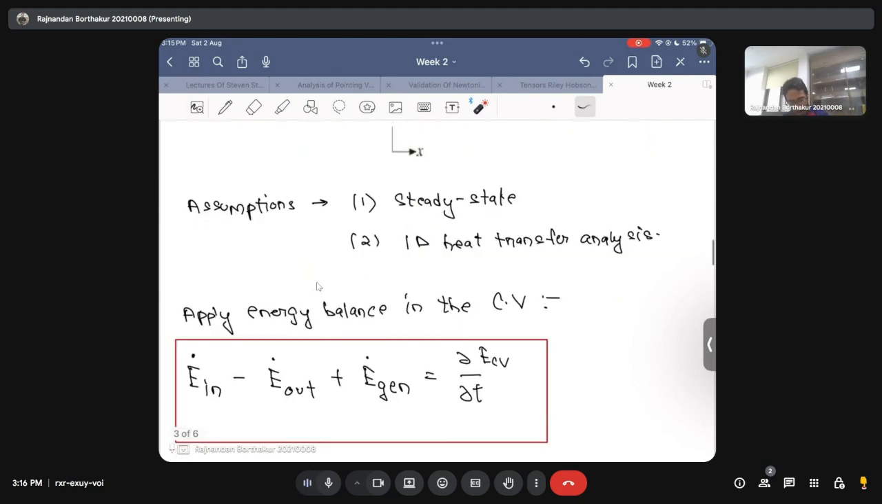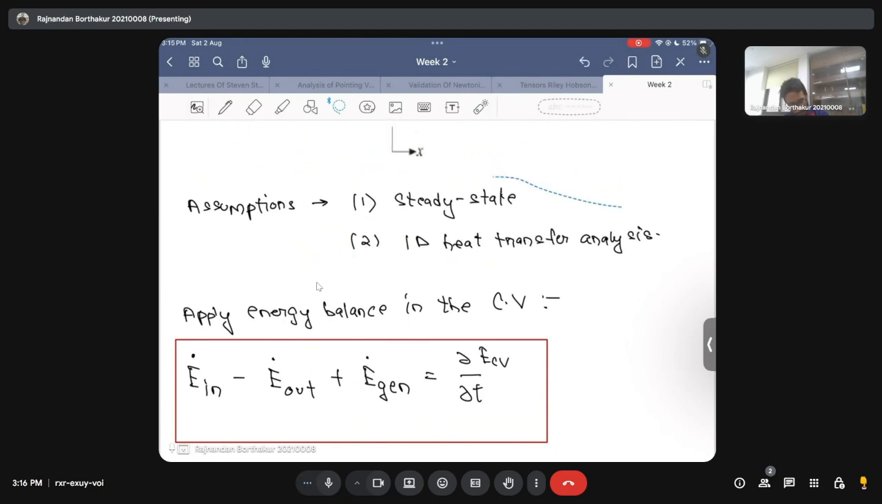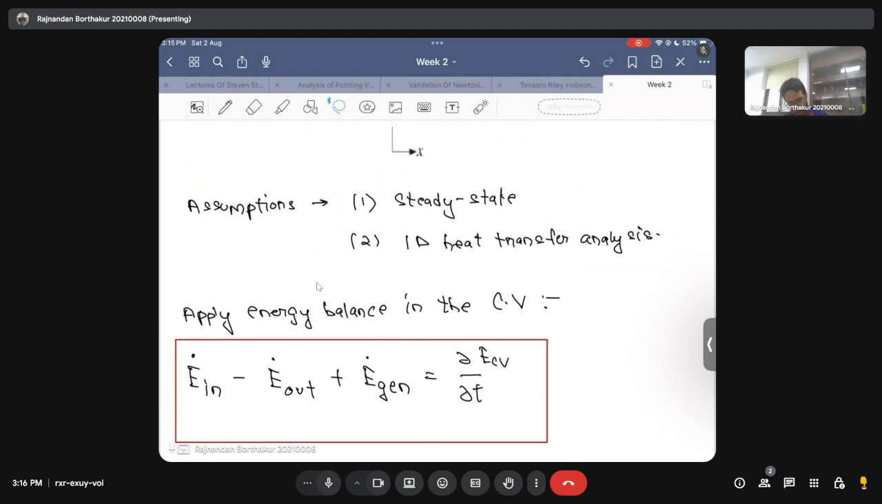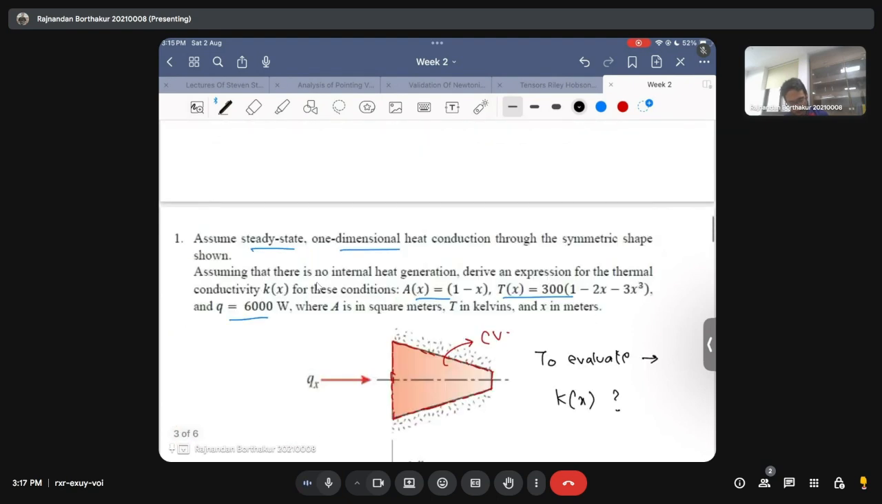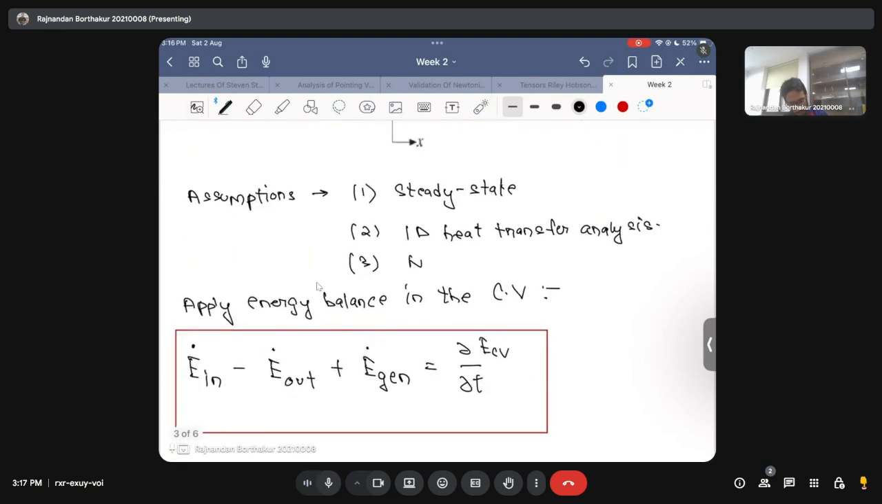So here I would also write one more assumption. This problem also says that there is no heat generation that takes place inside the control volume of our interest, which means no heat generation.